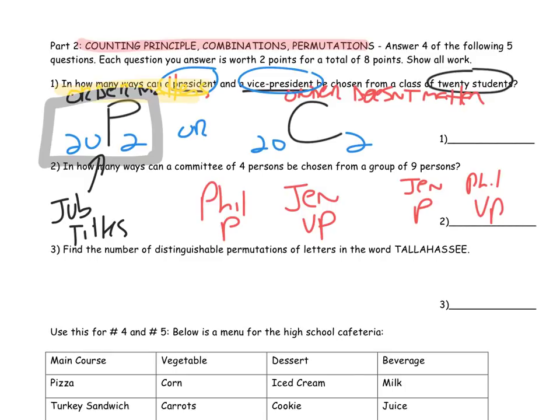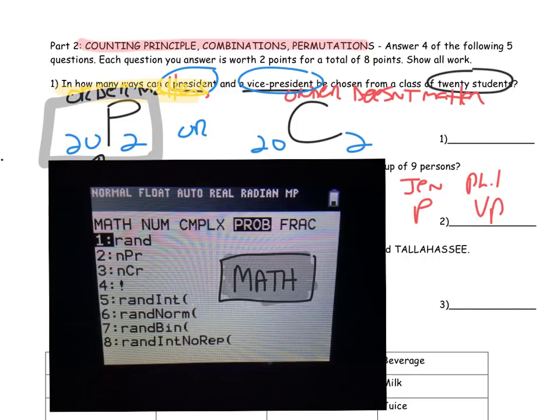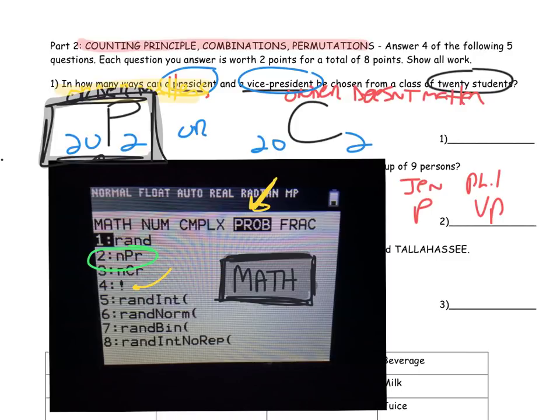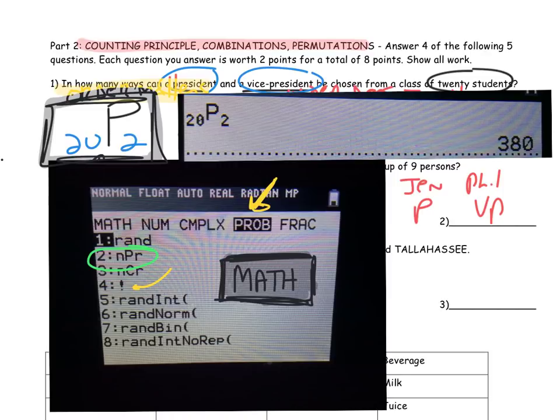The way you do permutations and combinations, and eventually factorial, is you press the math button on your calculator and then move the cursor over to probability. So here we're doing 20P2. So here you're going to choose option 2 to get your answer. So here we're going to have 380 different ways.